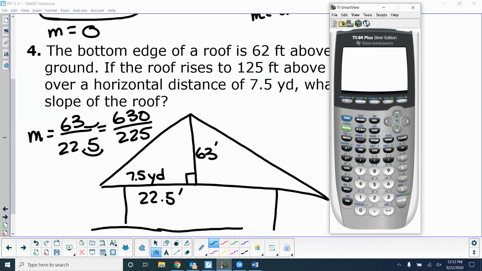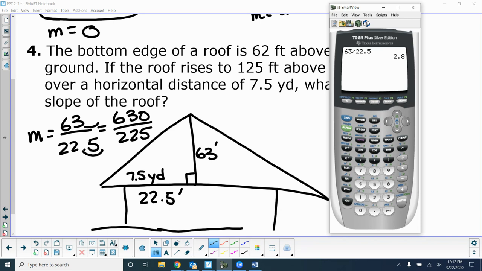Okay, and if you wanted, you could have done 63 over 22.5. We can do that. That's just division, right? When you put it over, we're going to get a decimal. All right, we don't usually write slope in decimal form. But here's how you can change a decimal to a fraction in this calculator.